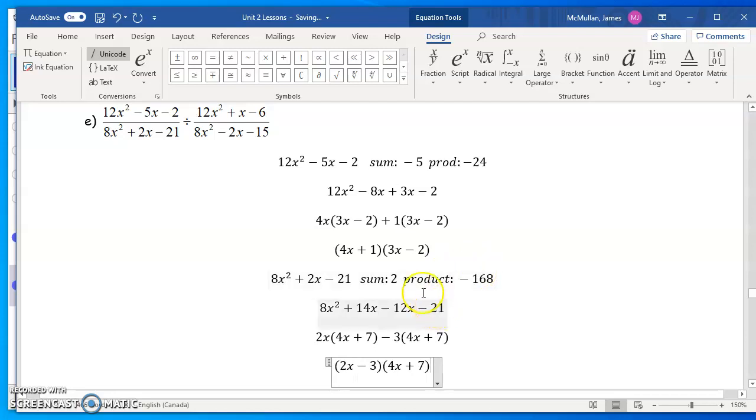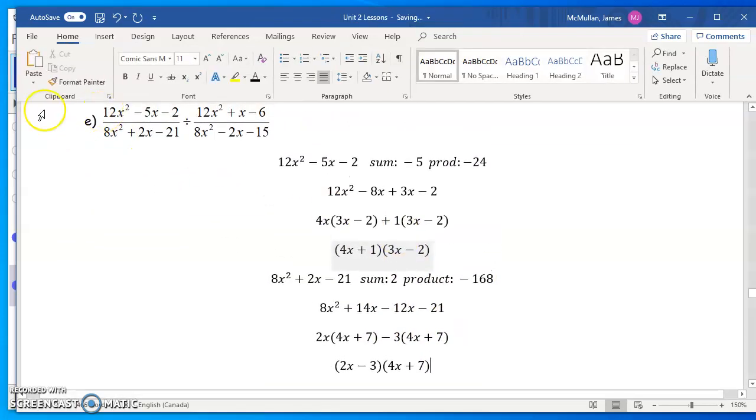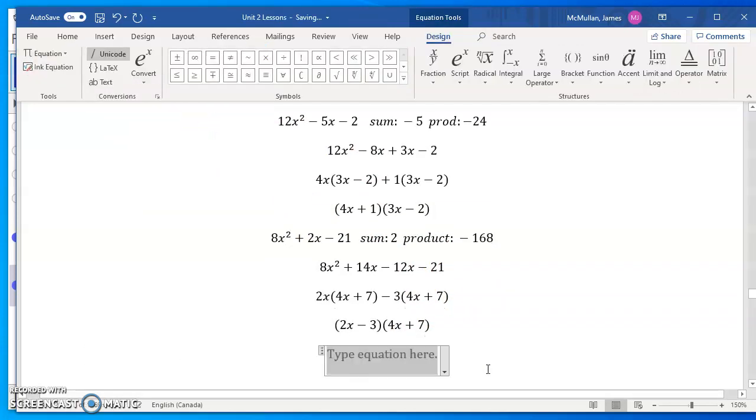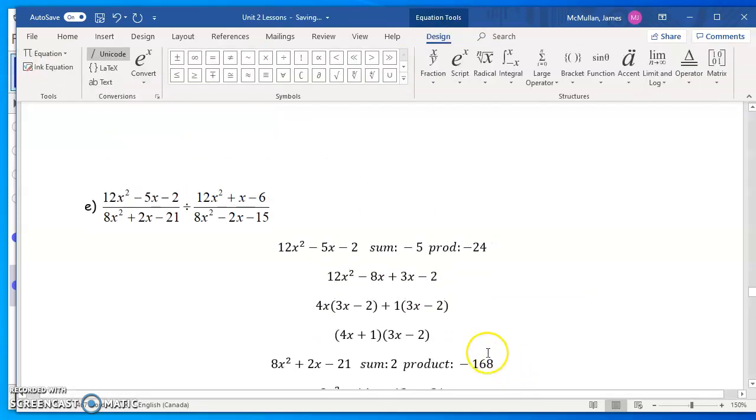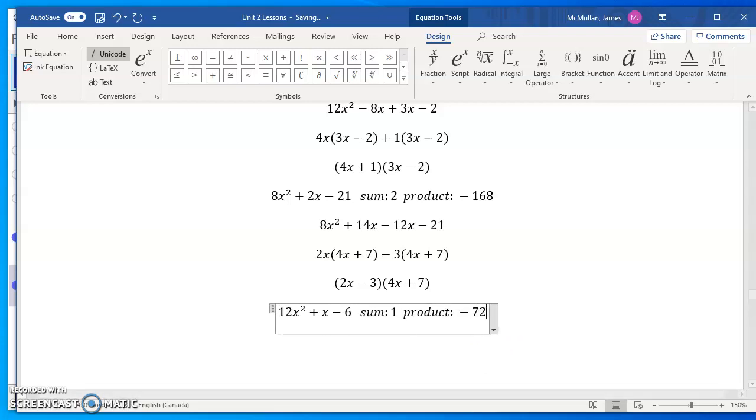Okay, so basically what I've managed to do with the question so far is I factored the first part of the first thing. Okay, so you know what, this is going fast enough, I might as well just keep going. So 12x squared plus x minus 6. I'm looking for a sum of 1 and a product of negative 72.